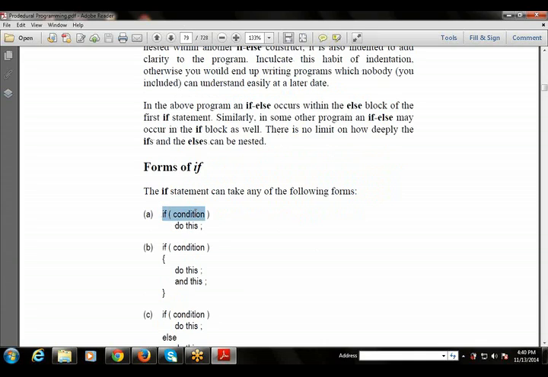So first of all, there is an if condition. That is, if the condition is true, then do this, that is, perform the statement, do the operation. Then next, if the condition is true, then do this and do this. This uses a single if with multiple statements. That is, either do this or do this.